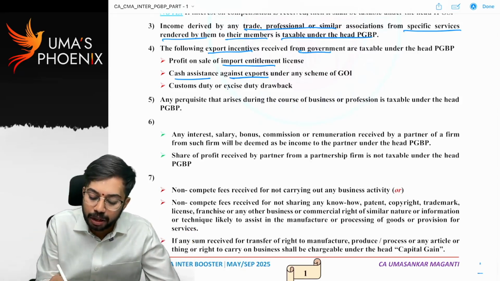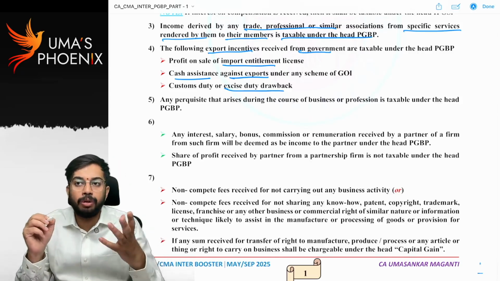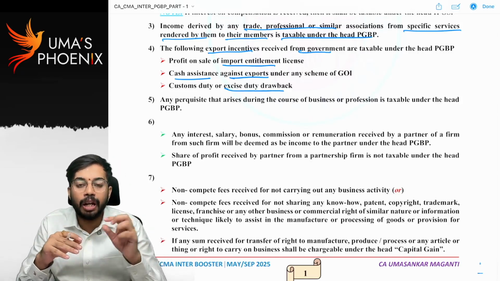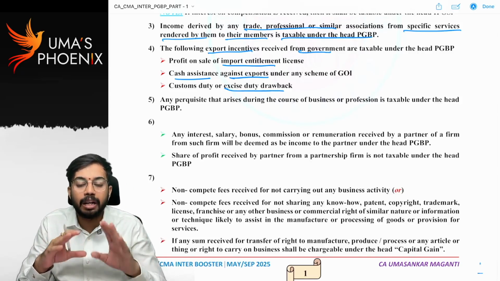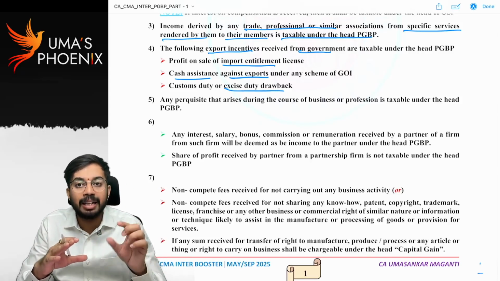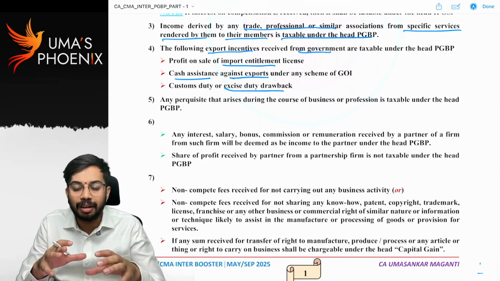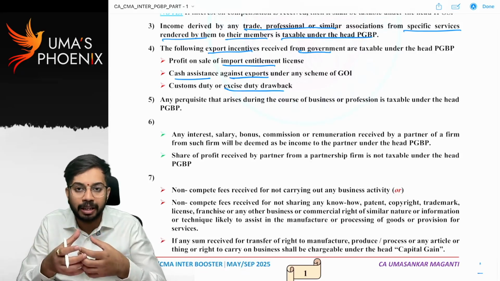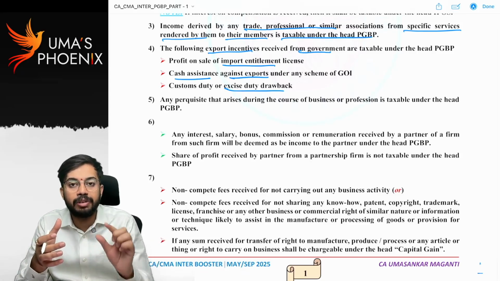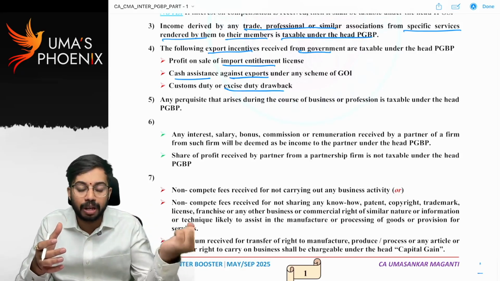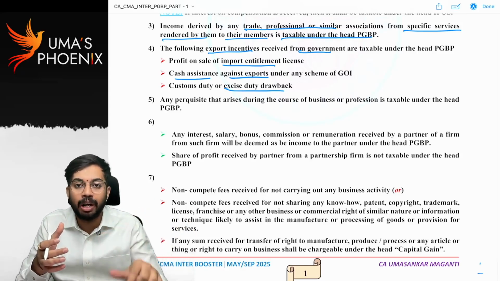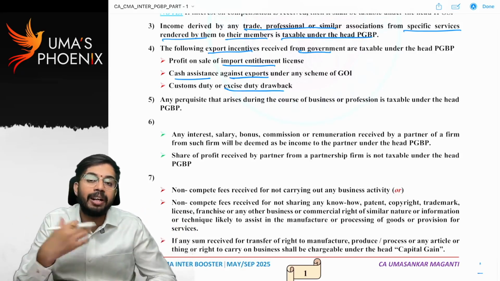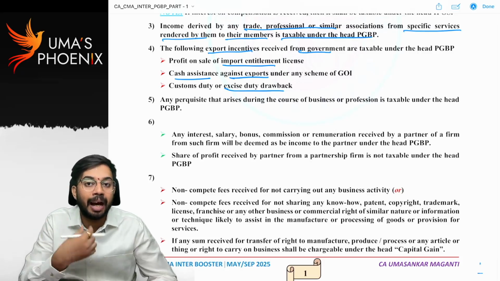Next, duty drawback. See, you all know, you have studied GST. On inputs we pay GST. But if we prove to the government, in certain cases, that whatever inputs we have purchased are all exclusively used for the purpose of export, then whatever GST was paid on the inputs will be refunded by the government, that will be given back by the government.